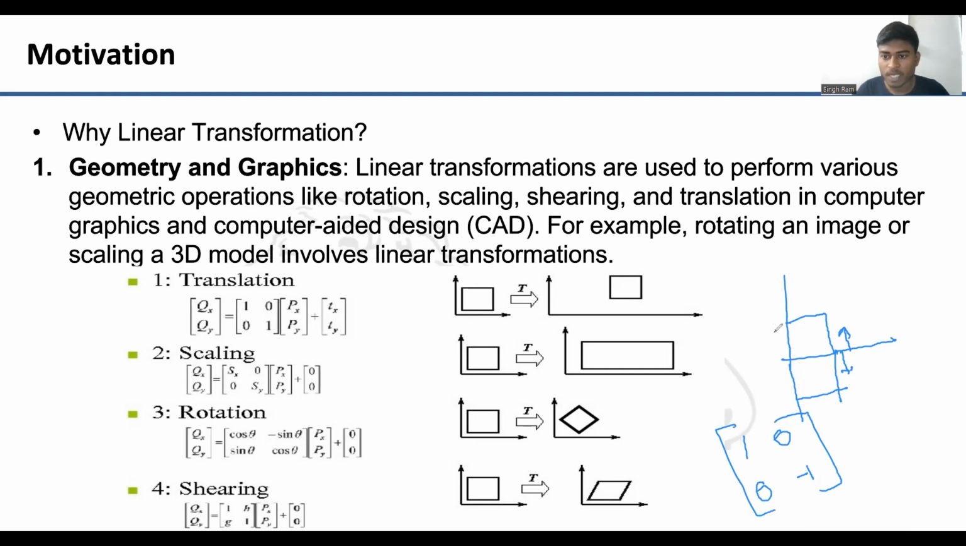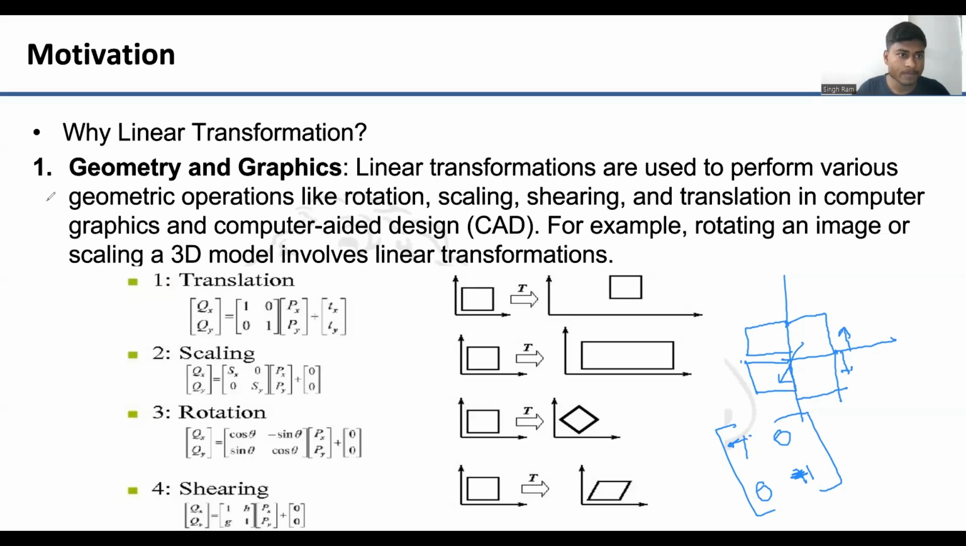Now, if you want to reflect with respect to the y-axis, we multiply the x component by -1, and here we put plus 1. This will reflect the object with respect to the y-axis. And if you want to reflect with respect to the origin, then both diagonal entries should be -1. If you put -1 in both, this will reflect the object with respect to the origin.